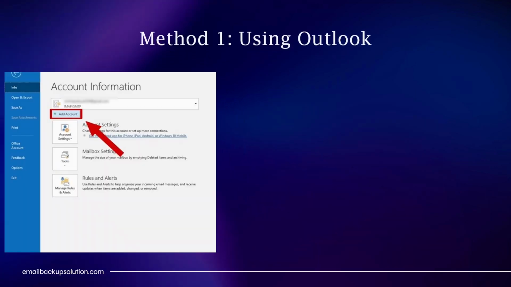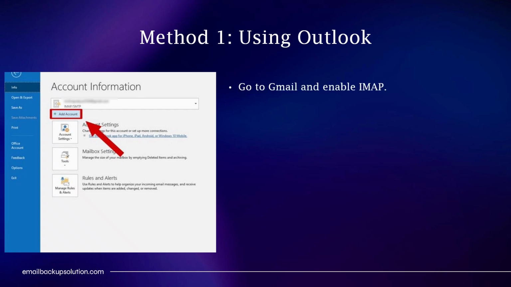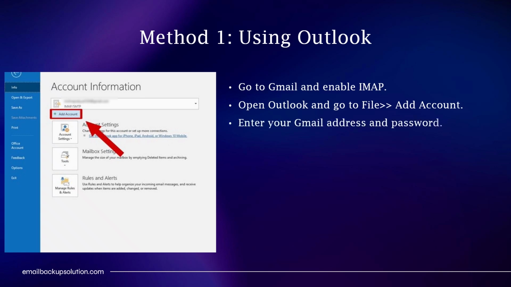Manual steps are: go to Gmail and enable IMAP. Open Outlook and go to File, Add Account. Enter your Gmail address and password. Outlook will sync all mailbox folders.